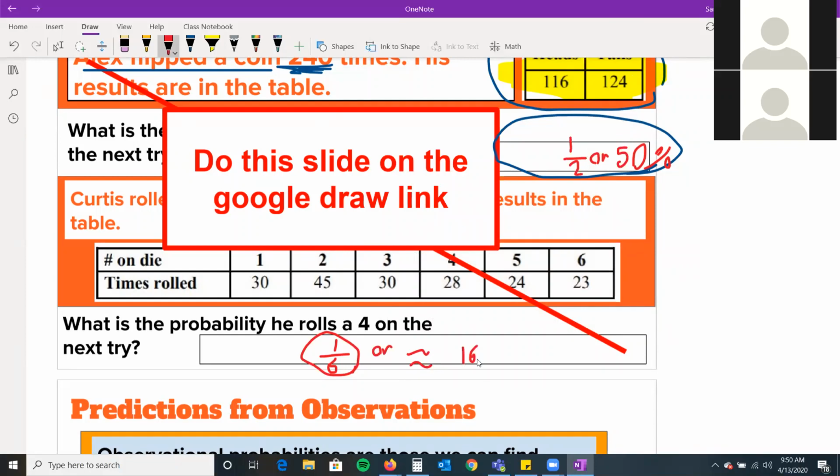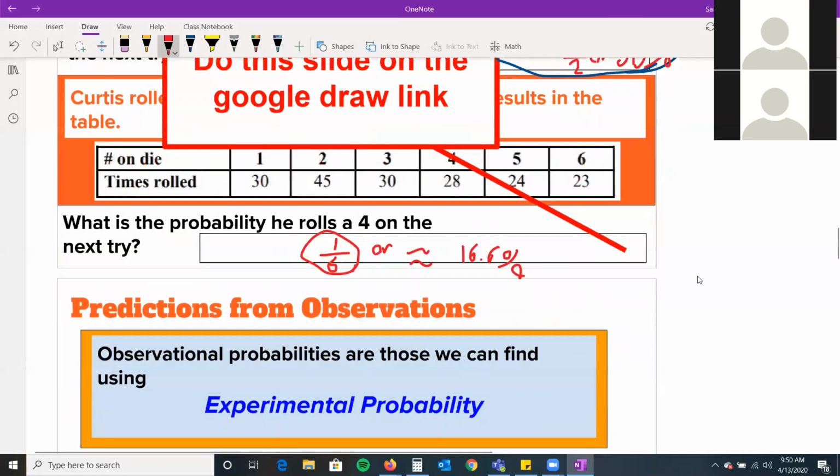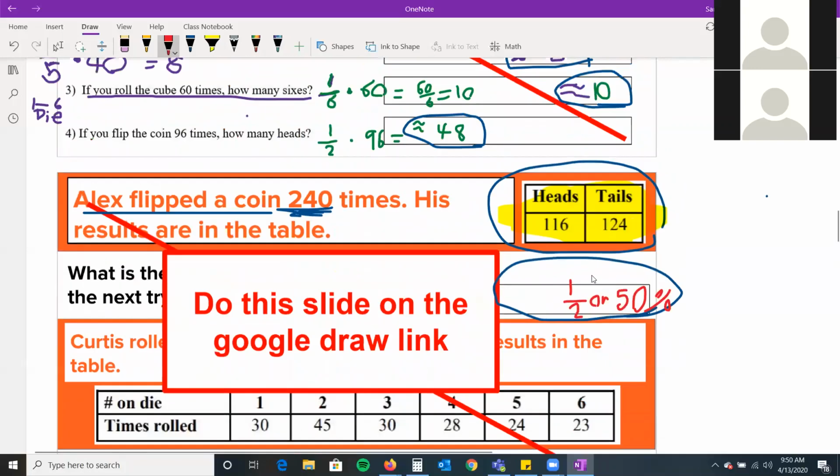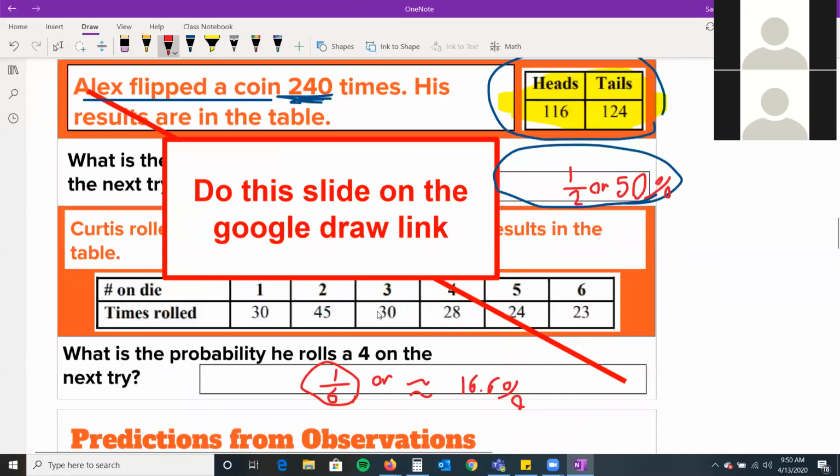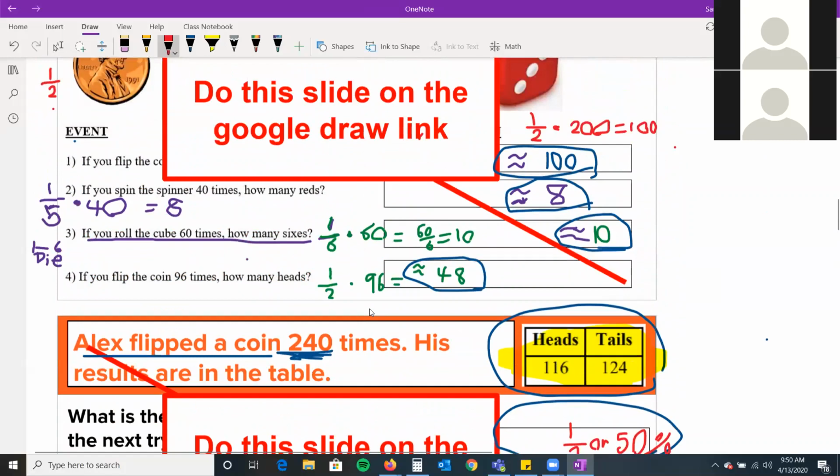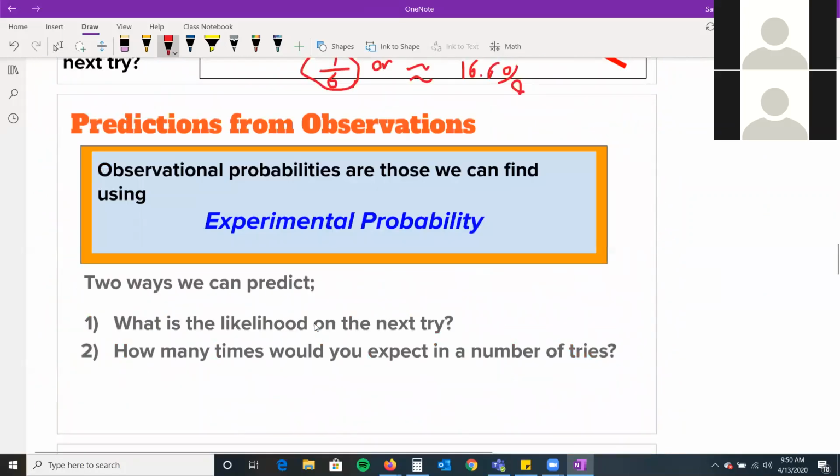About 16.6%. All right, let's keep on rolling. Now I'm talking too much, maybe going too slow, but I just want to make sure that you guys really understand the differences between this, where we're just predicting the next one, and if we're trying to predict results after a certain number of flips.